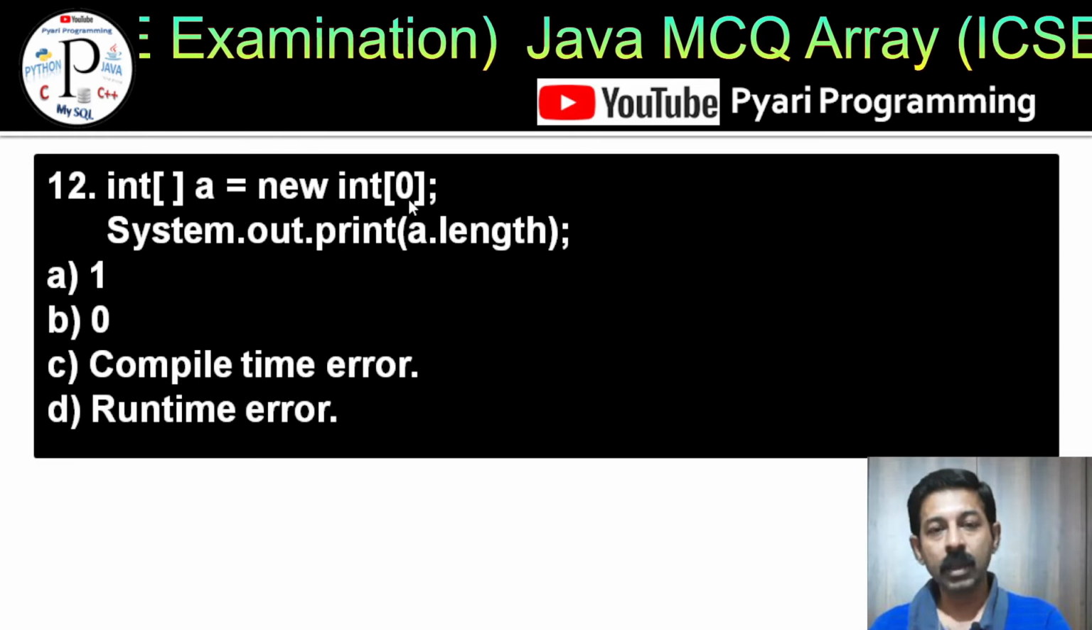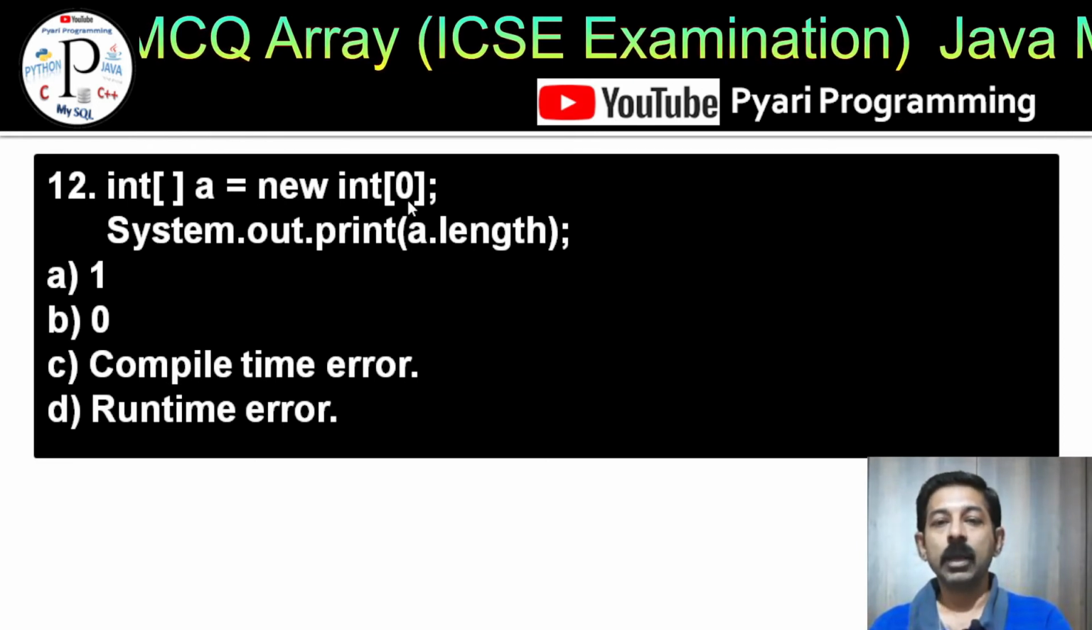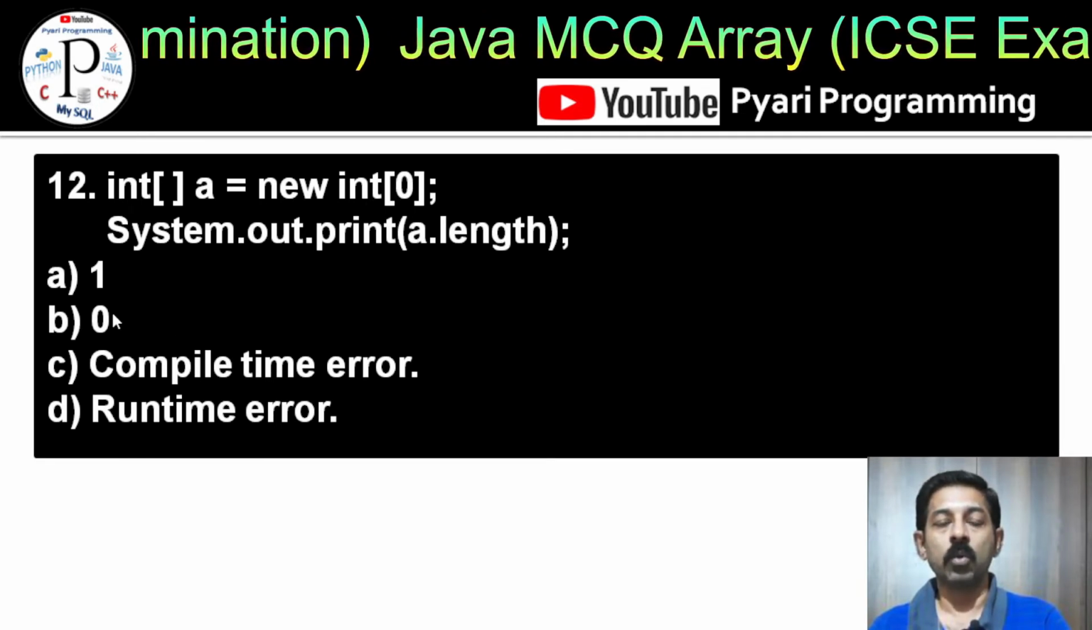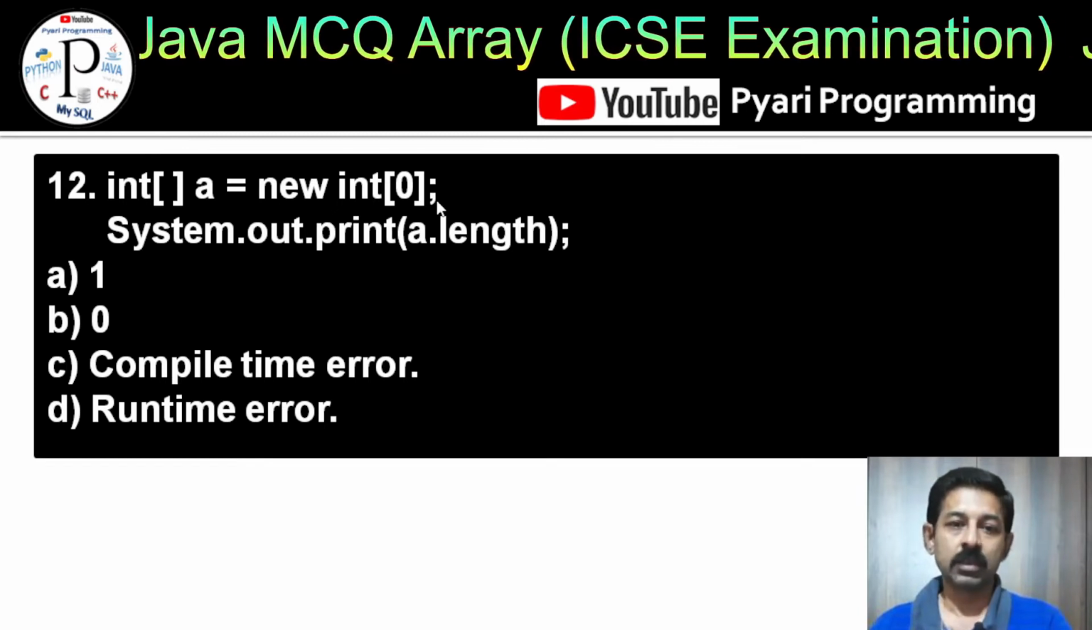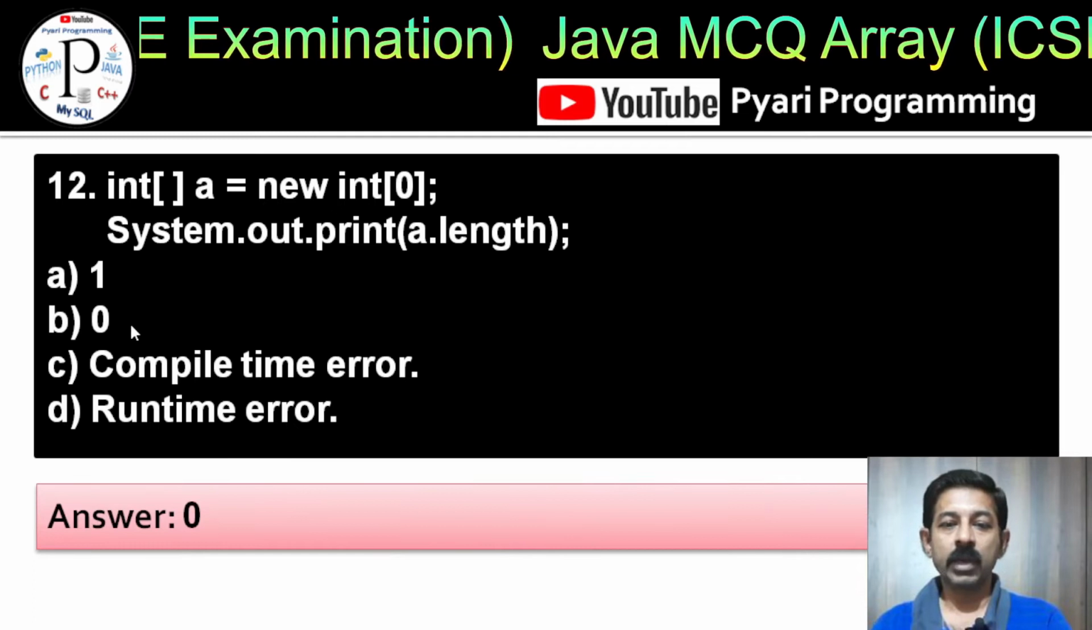Is it possible that we can have the size of an array as 0? Yes, it is possible. If I am taking the size of 0, a.length will give me the output of 0 because no element is stored in it. So that means my output is B, that is 0. Let's check it out. Yes, we got it.